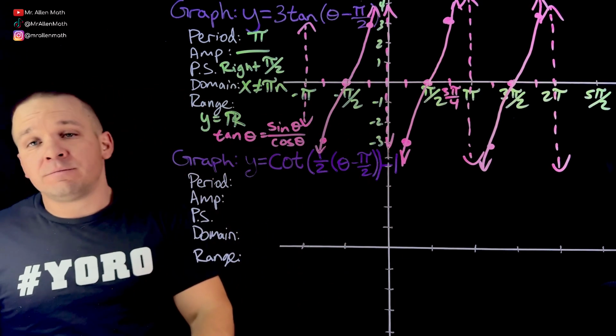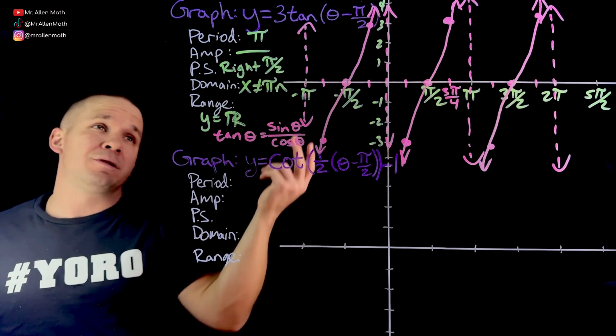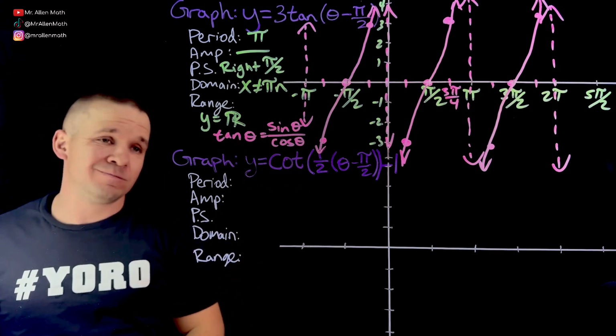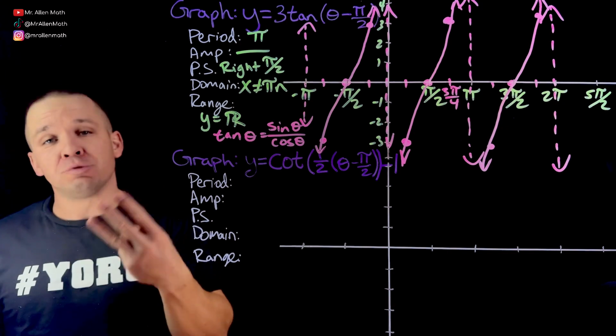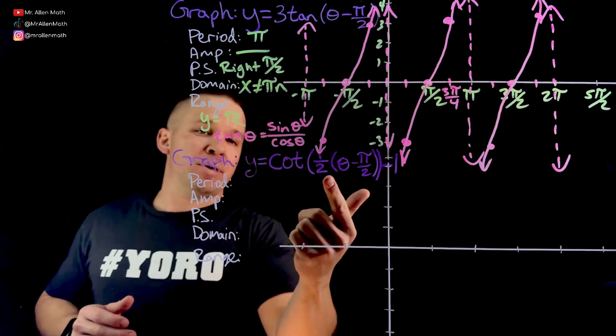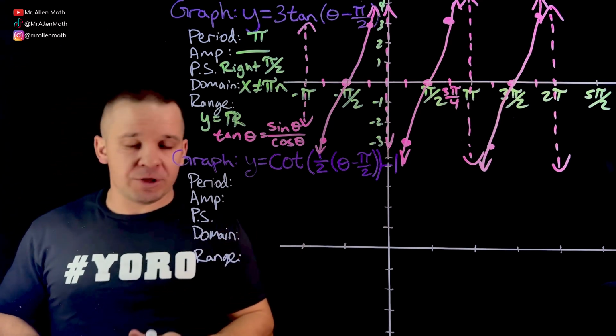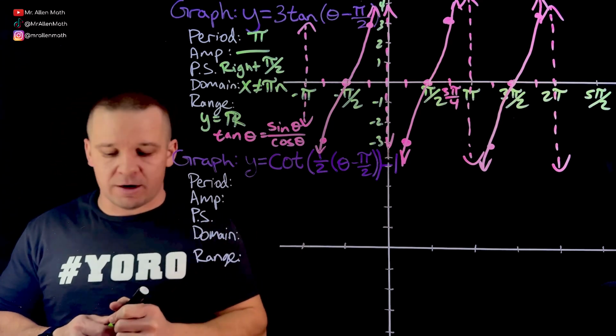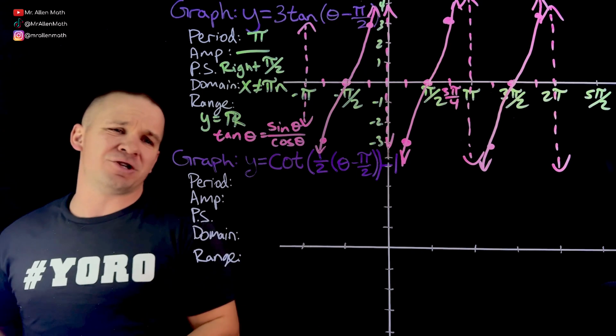Cool, man. That was awesome. That was super dope. Tangent with those transformations. Now we have three transformations for cotangent here. All right. Period. I guess we'll go with green to get ourselves started here. You know, I'm going to go blue. I'm going to change it up.